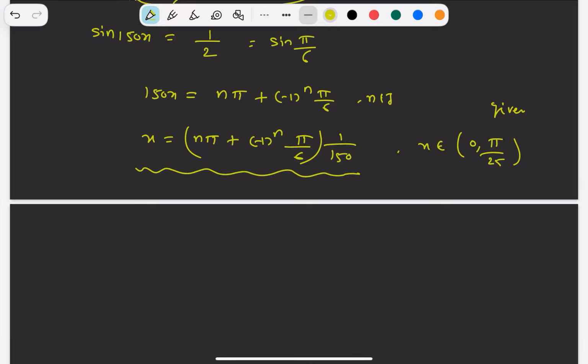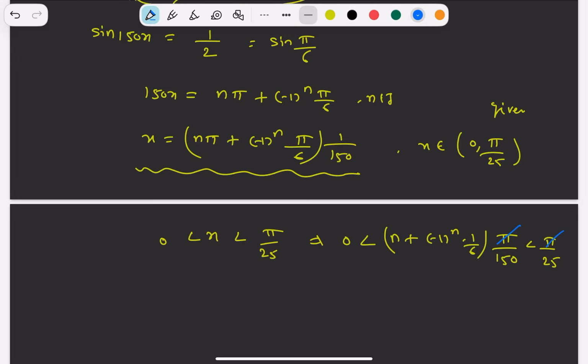So according to the given condition, x should belong to 0 to pi by 25. So x should be greater than 0 and less than pi by 25. Substitute the value of x. So x will be n pi, and taking pi common, plus minus 1 raised to power n into 1 by 6 and then pi upon 150 I can write. Since pi is a positive number, I can cancel it on both sides. Obviously this number will be less than pi by 25.